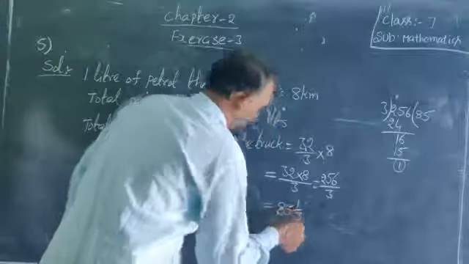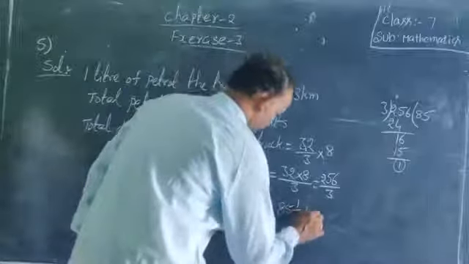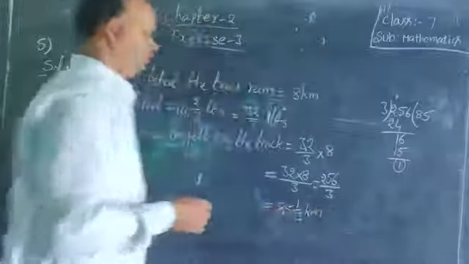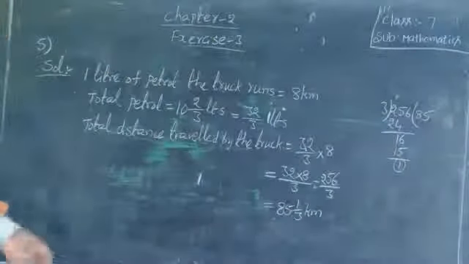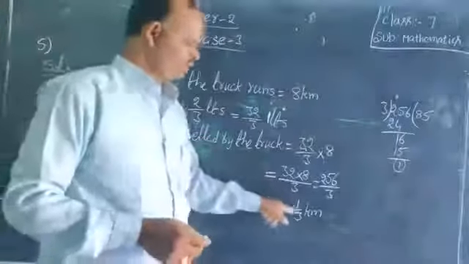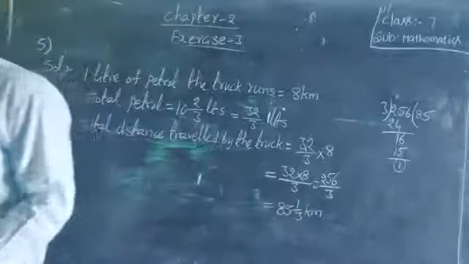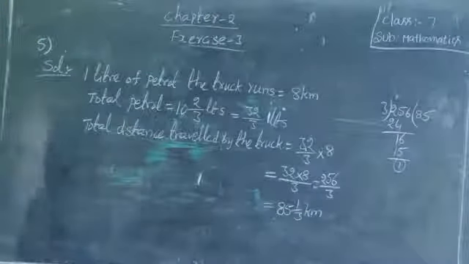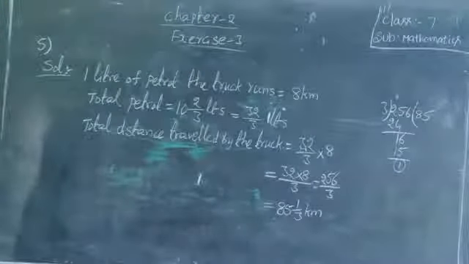85 1 by 3 kilometers. So total distance traveled by the truck is equal to 85 1 by 3 kilometers.